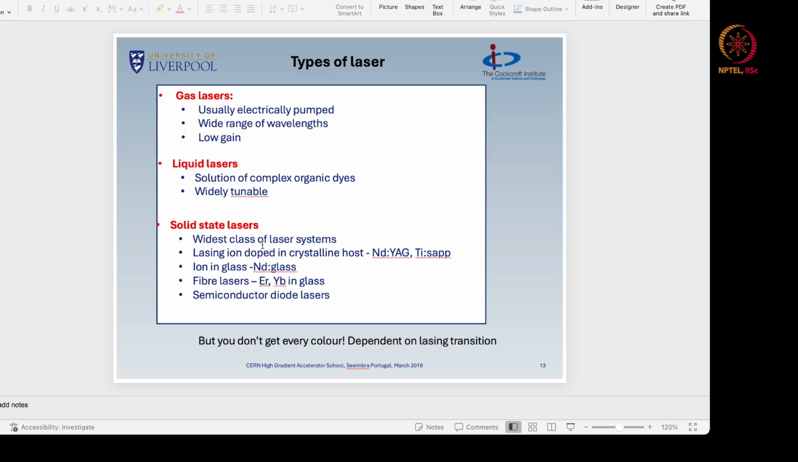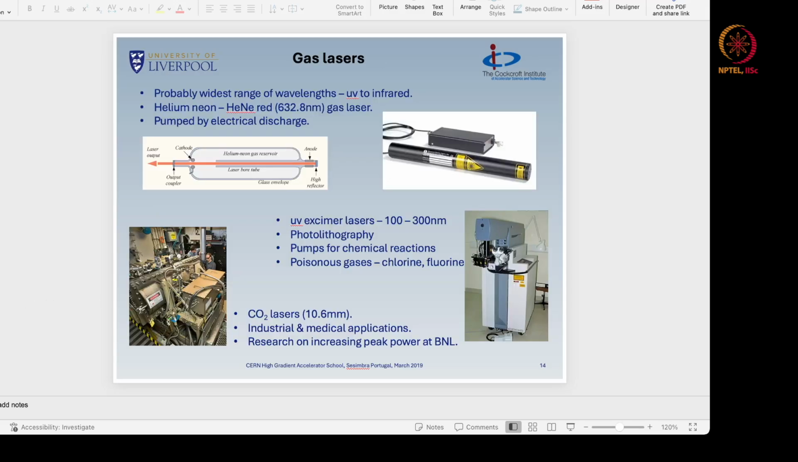Solid state lasers are the widest class of lasers. The lasing ion is usually doped in a crystalline host, for example, Nd:YAG laser, Ti:sapphire laser, fiber lasers, semiconductor diode lasers. So they have a very complex kind of system. Among the gas lasers, helium neon lasers are the most common, at 632 nanometer. Okay, here you can see how it is done. So this is the laser bore tube.